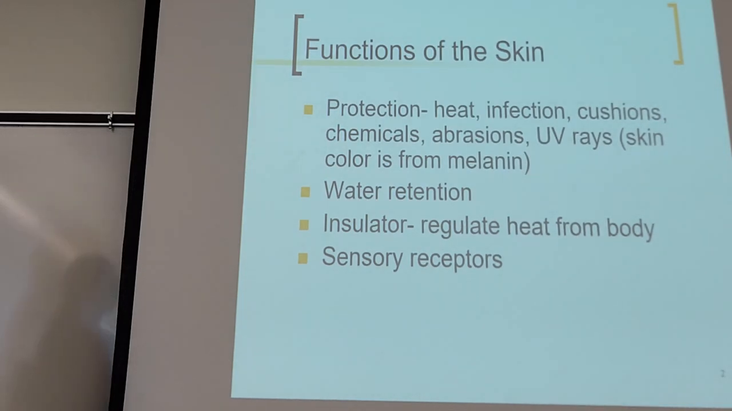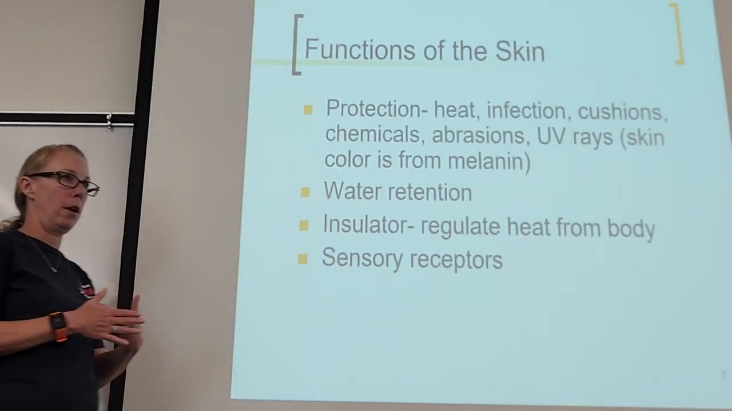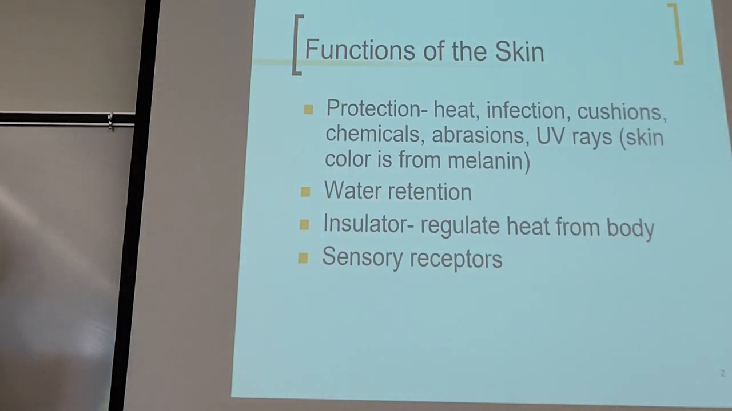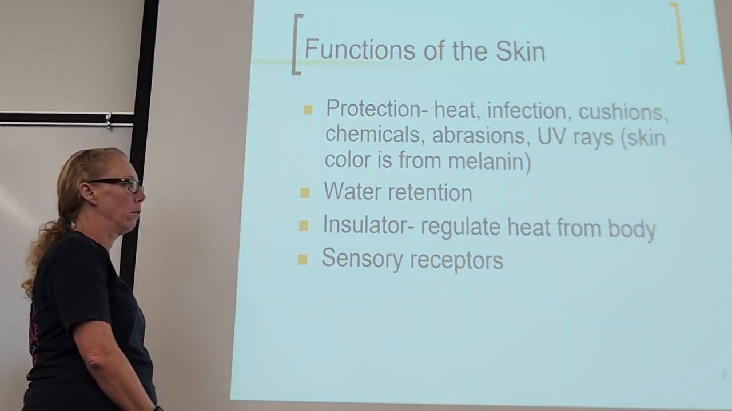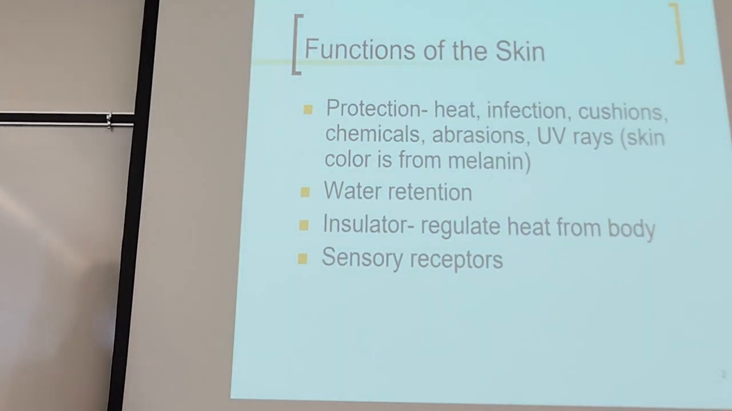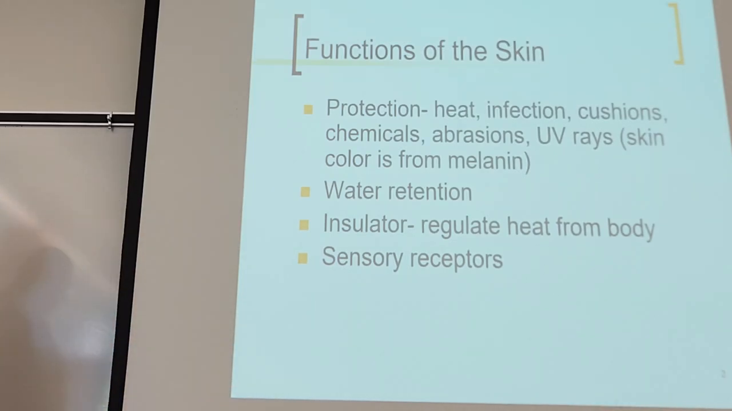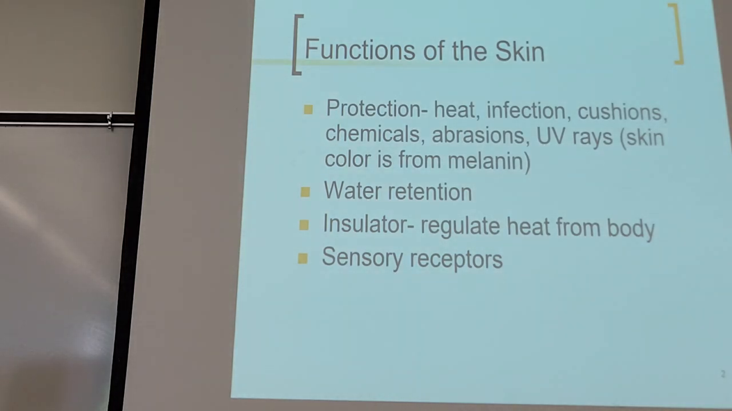So we can regulate our body temperature through the skin. If we need to heat up, we can shiver, and if we need to cool down, we can sweat. So the skin can monitor that and provide whatever we need to bring our body temperature back to a more homeostatic level. It's all about homeostasis. And then sensory receptors. We've got light touch, deep pressure, and we can distinguish between touch throughout our body because we've got these receptors in the skin.